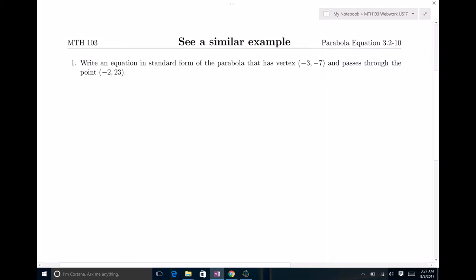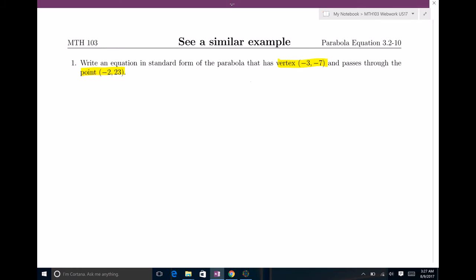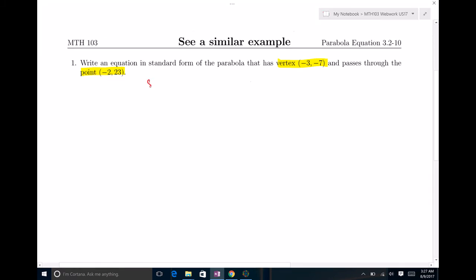Now we're looking for an equation of a parabola that has vertex (-3, -7) and passes through the point (-2, 23). So I'm going to start by writing down the standard equation of a parabola. The standard equation is given by y equals a times (x minus h) the whole squared plus k. Now what do all these letters mean?